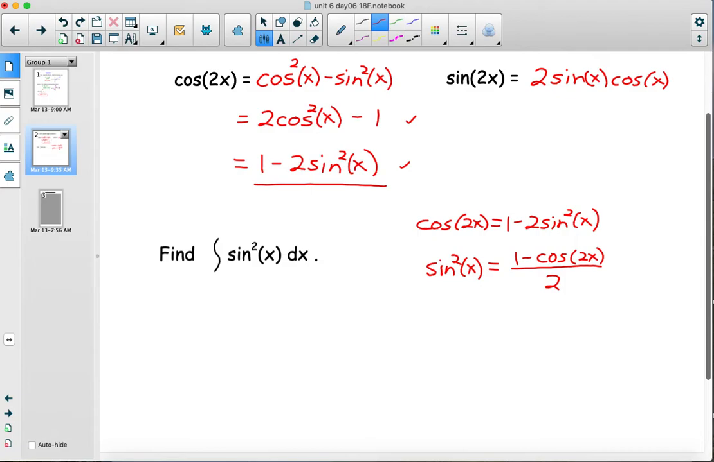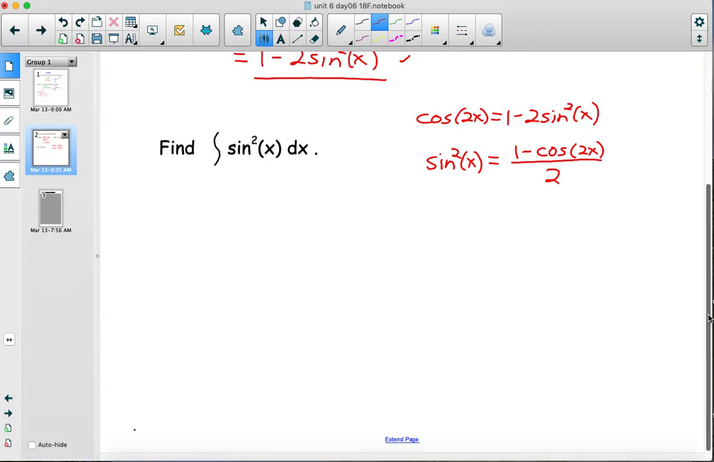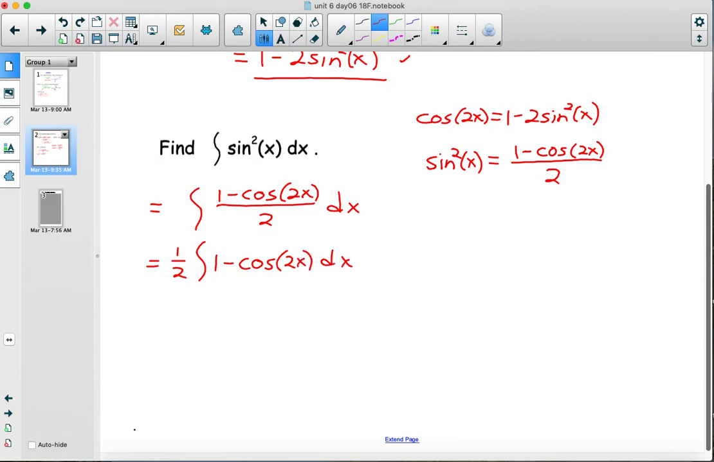So now what I want to do is replace sine squared in my integral with the right side of this equation. So finding the integral of sine squared is equivalent to finding the integral of 1 minus cosine of 2x all over 2 dx. Well, I don't want to deal with the fraction, so I'll pull the 1/2 out. So we're doing 1/2 the integral of 1 minus cosine of 2x dx.